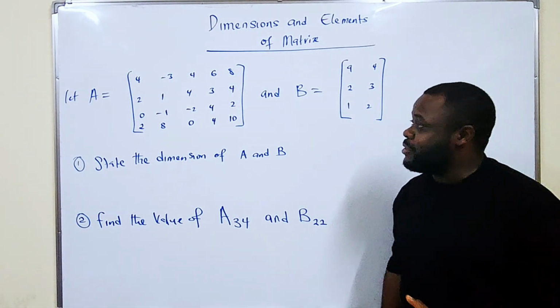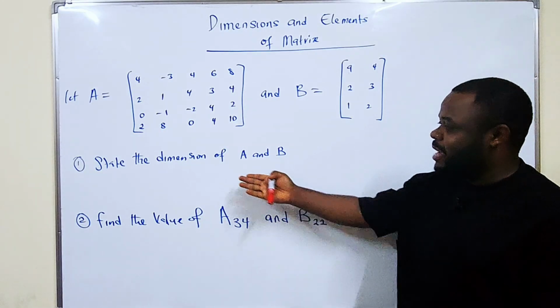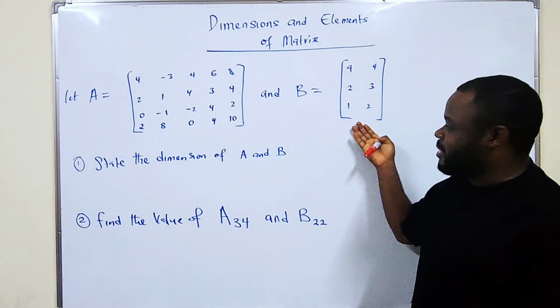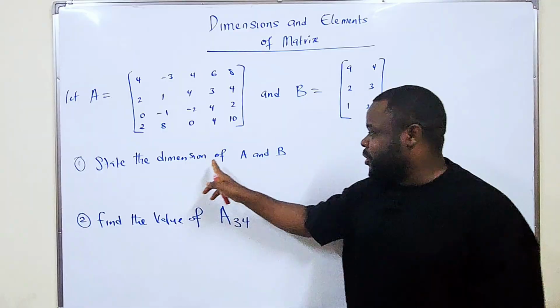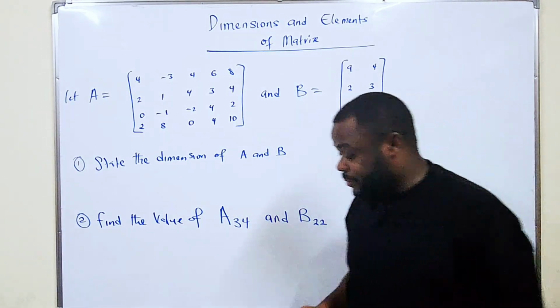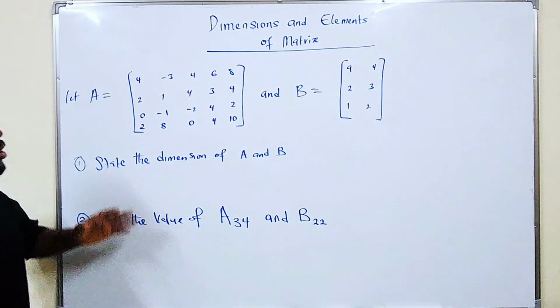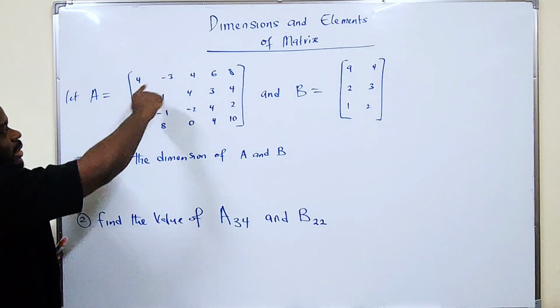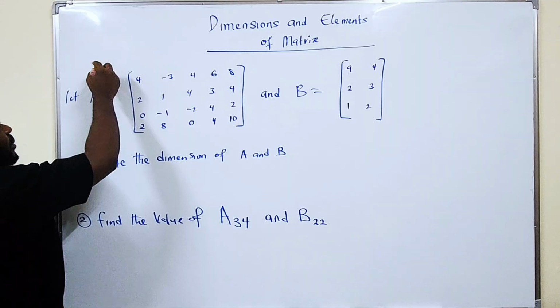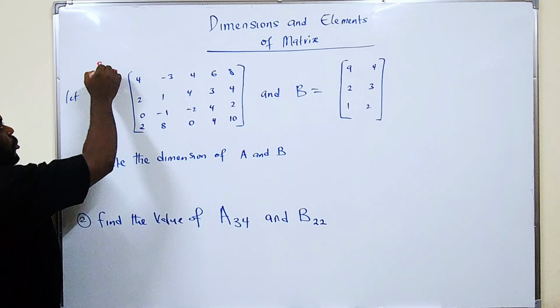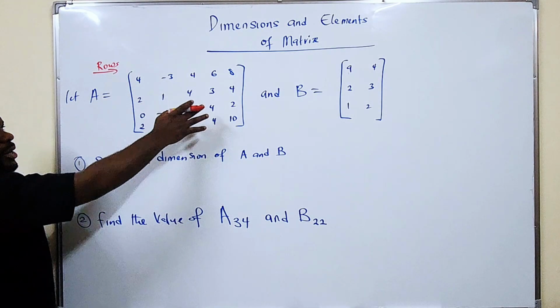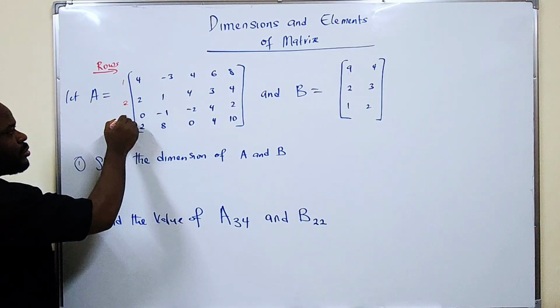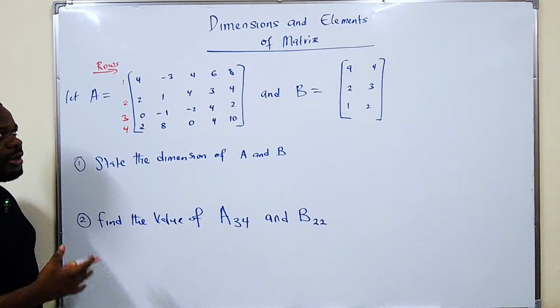One thing you also need to know is how to find the dimensions. This is matrix A and this is matrix B. They ask us to state the dimensions of matrix A and matrix B. The first thing you need to know is that when you see this matrix, we have rows. The rows go this way. We call them rows. So how many rows do we have? We have 1, 2, 3, 4 rows. We have 4 rows.